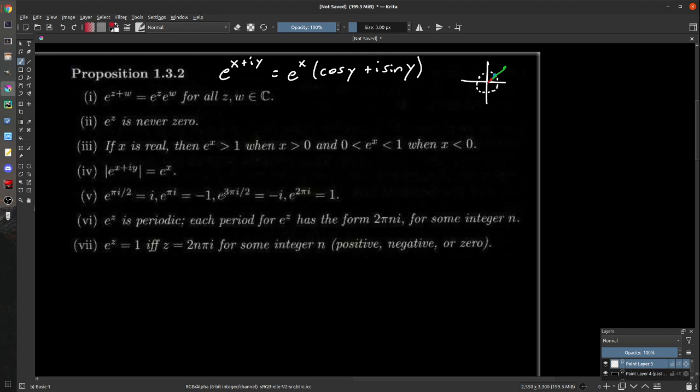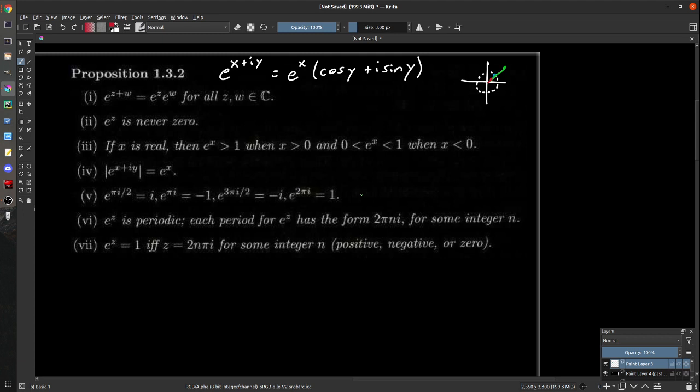E to the 3 pi i over 2 is minus i. E to the 2 pi i is 1. Hey, do you notice those from anywhere? Are those the fourth roots of unity? Oh man, it looks like fractions of pi i are roots of unity. That's pretty cool.